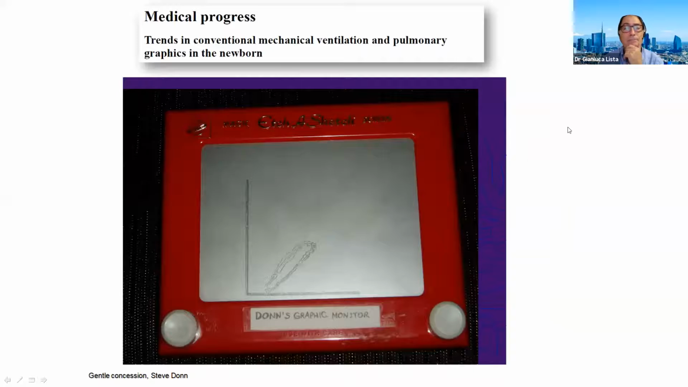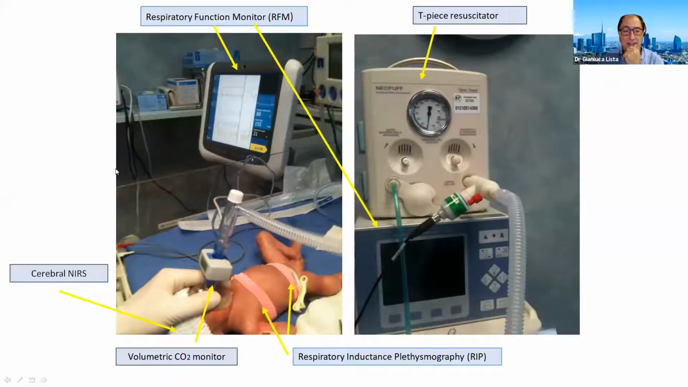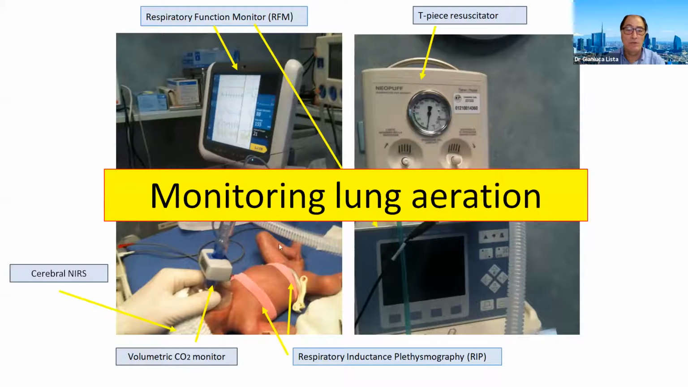This is our setting in our delivery room. It's not the routine setting of the delivery room, but sometimes it's used for research, for clinical assistance. We have a respiratory function monitor. We have a volumetric CO2 monitor. We have the use of respiratory inductance plethysmography and cerebral NIRS. This is a situation in which we want to monitor lung aeration and also the possible effect on the hemodynamics in this baby, for example, for the cerebral hemodynamics.